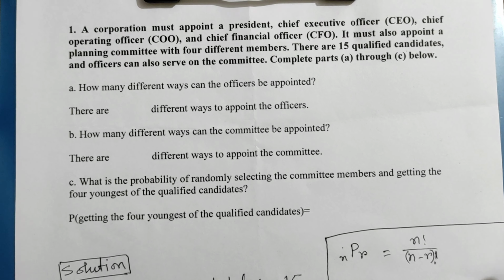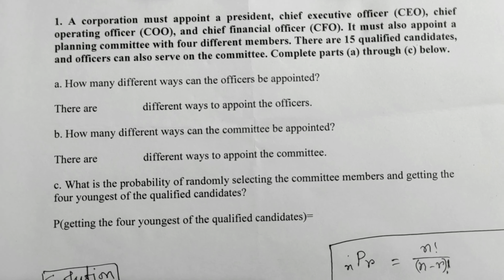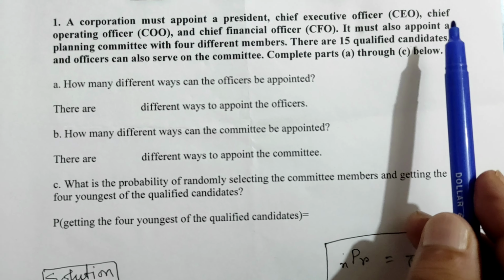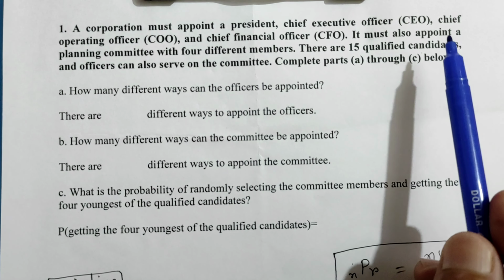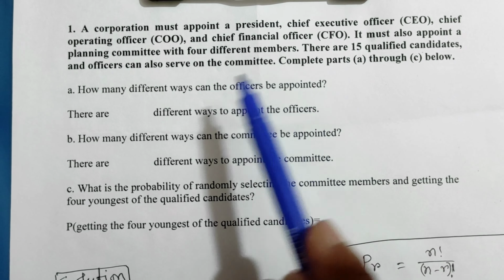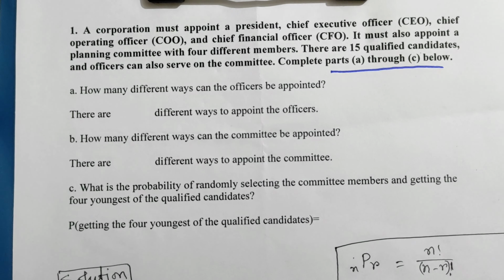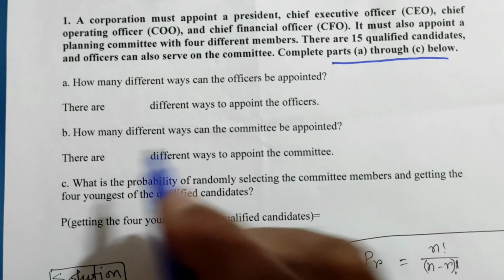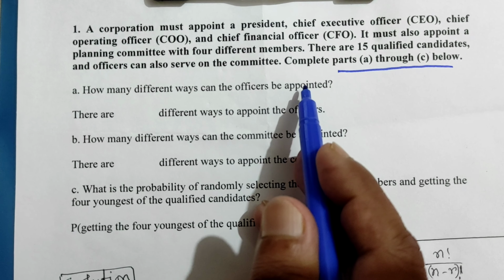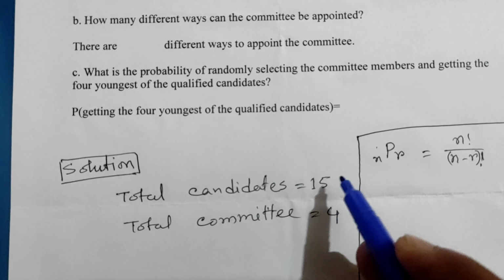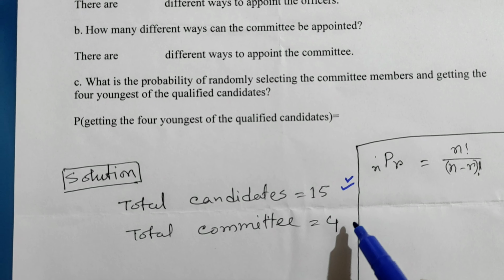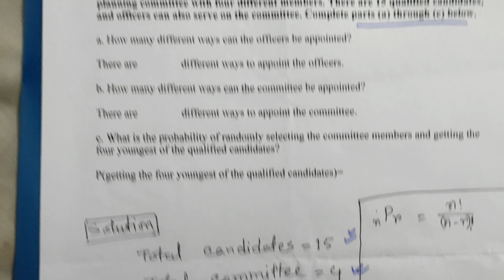Look, a corporation must appoint a president, chief executive officer, and chief operating officer. Complete parts A to C. In how many different ways can the officers be appointed? The total number of candidates is 15, and the total committee is 4.